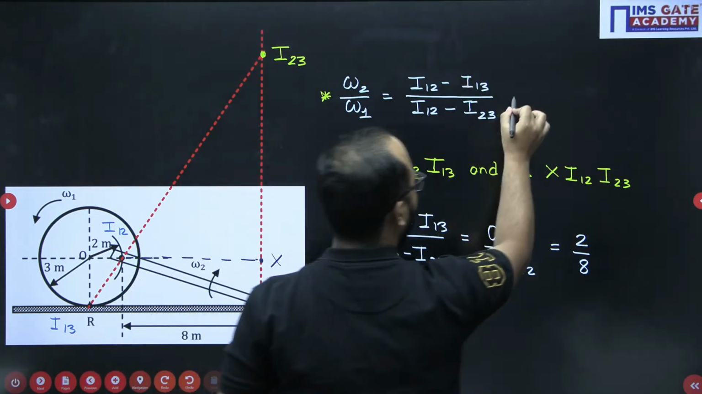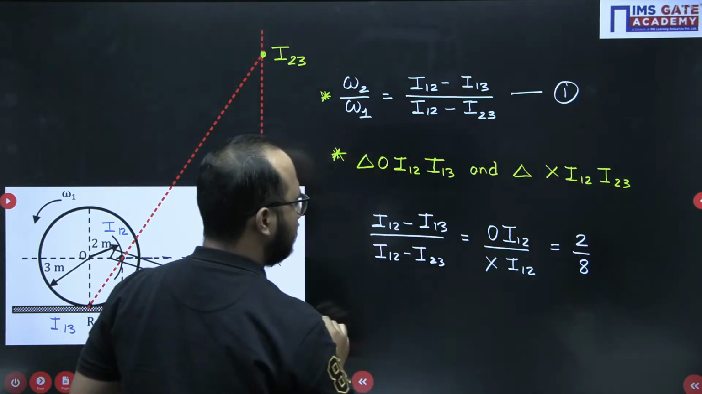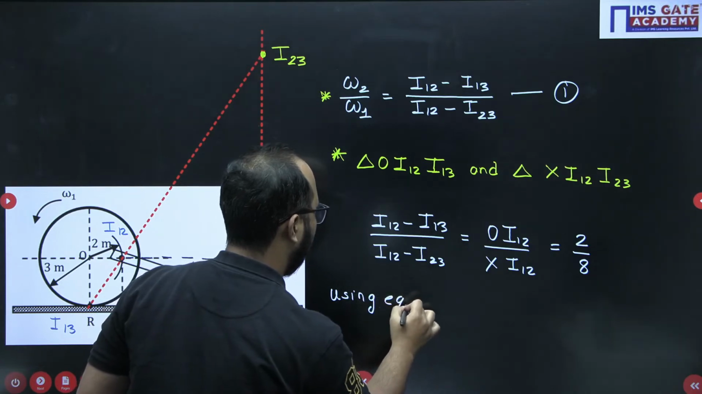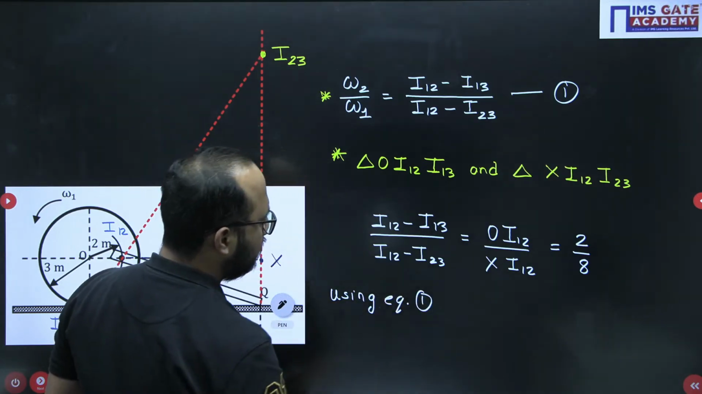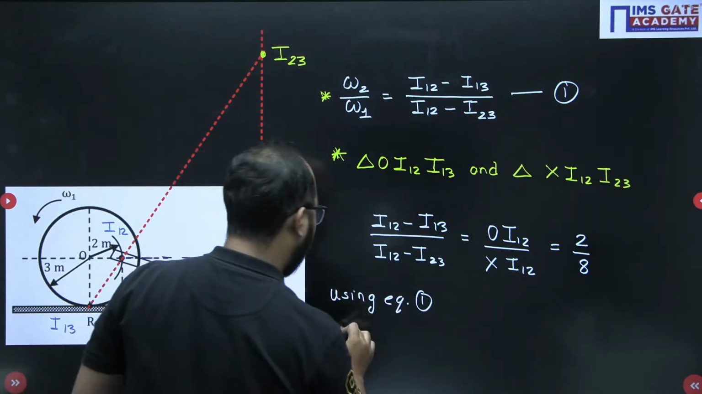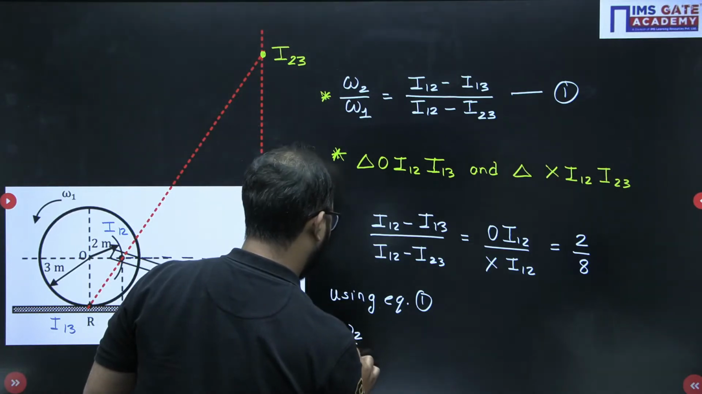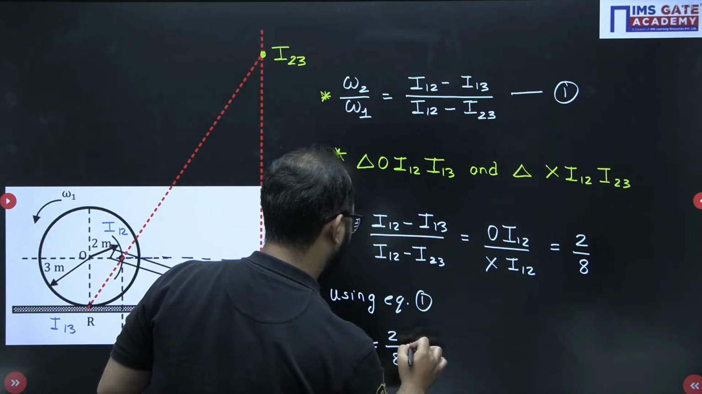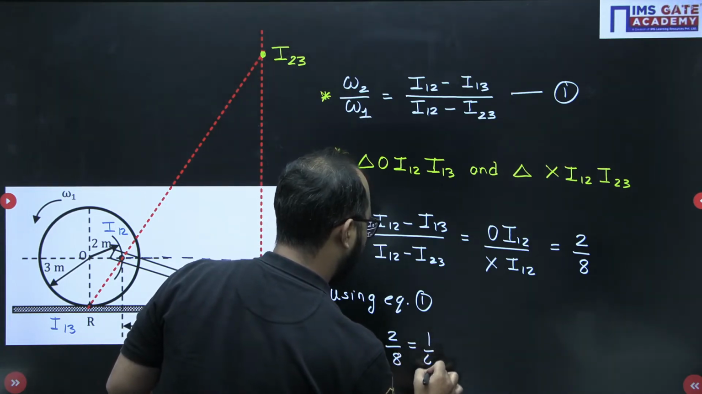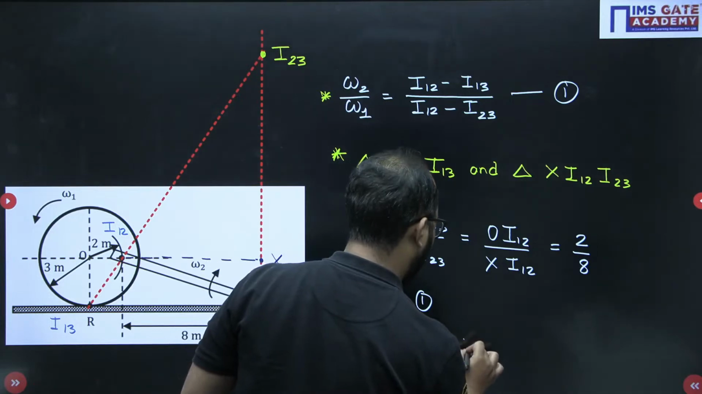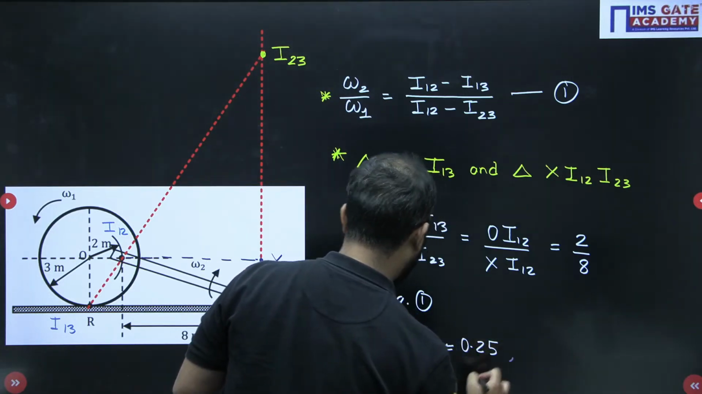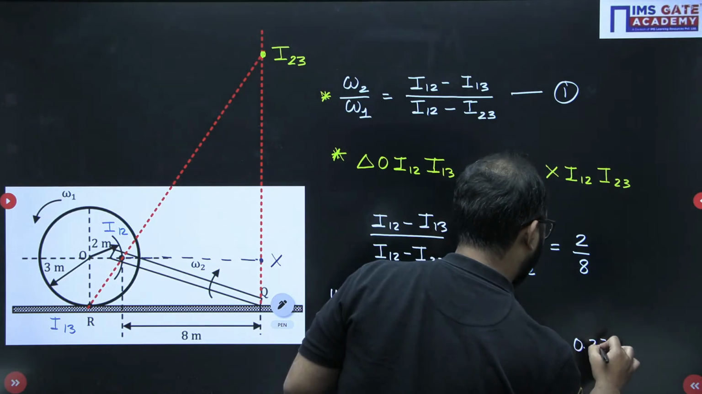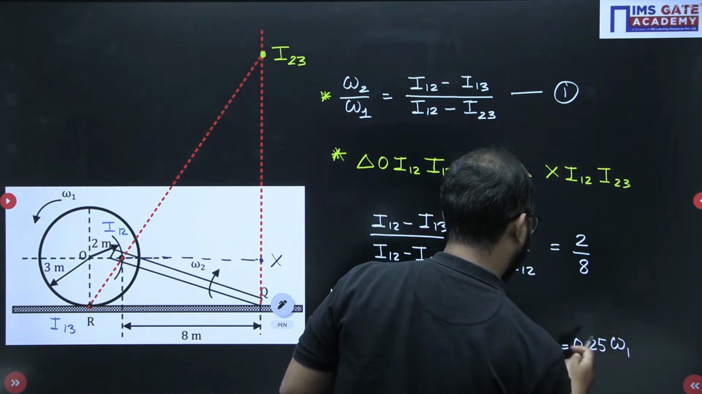So let this be equation 1. Using equation 1, I will have omega 2 by omega 1 as 2 by 8, which is 1 by 4. Now 1 by 4 can be written as 0.25. Clear? So omega 2 equals 0.25 multiplied by omega 1.